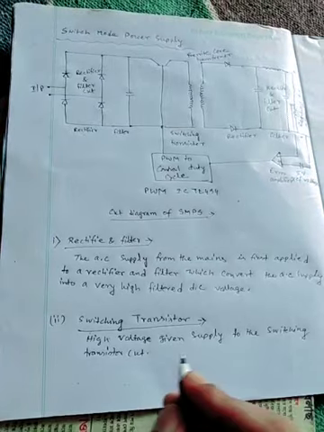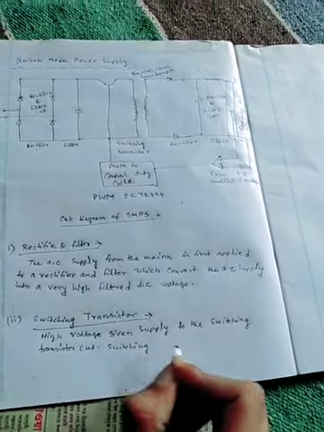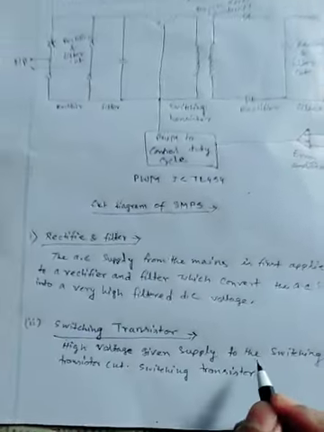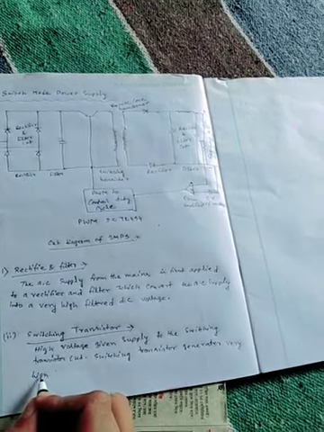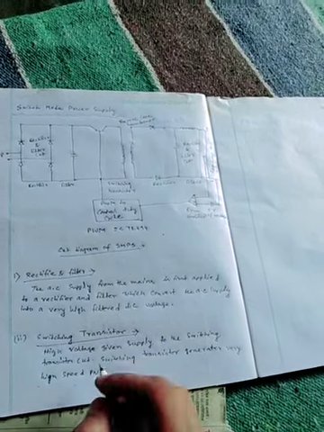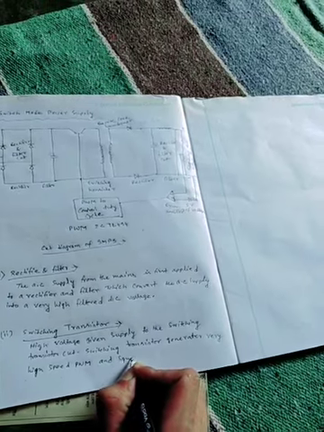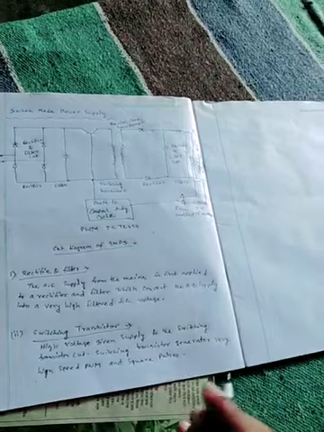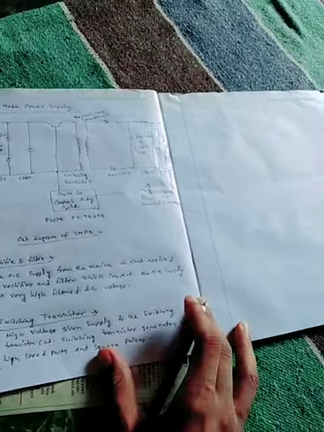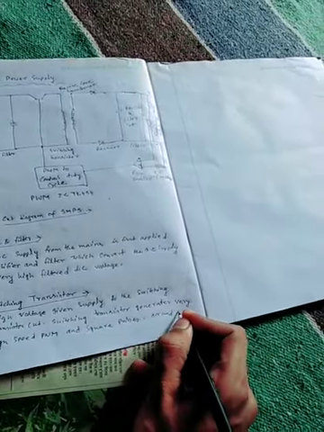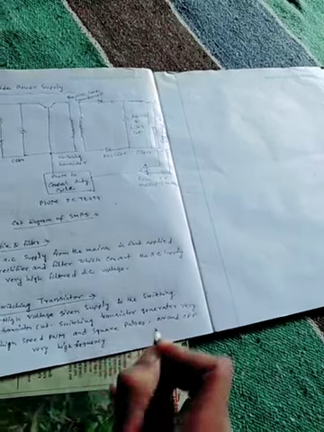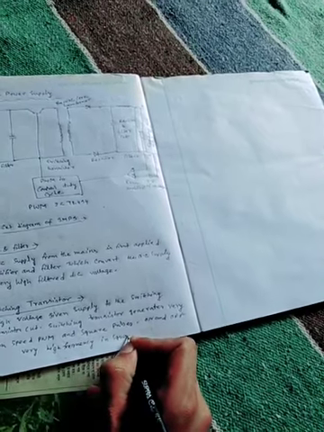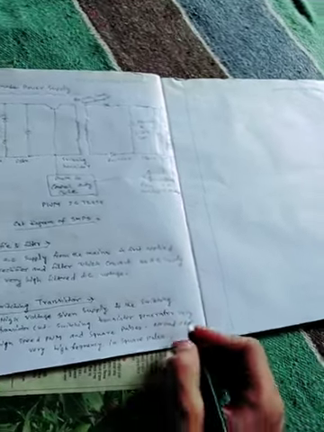So the switching transistor generates very high speed PWM square pulses, and this circuit switches the high voltage DC on and off at very high frequency, giving square pulses at its output.